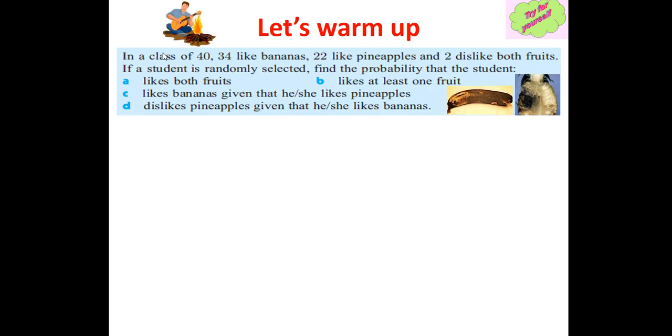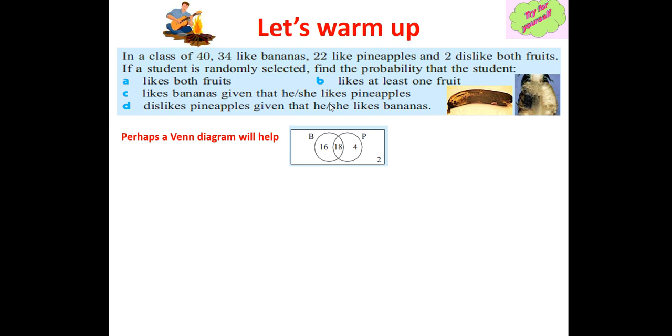So moving on, let's warm up. In a class of 40, 34 like bananas, 22 like pineapples, and 2 dislike both fruits. If a student is randomly selected, find the probability that the student likes both fruits. So it could be a good idea to do a Venn diagram. A Venn diagram can help because there might be some overlap between the two.